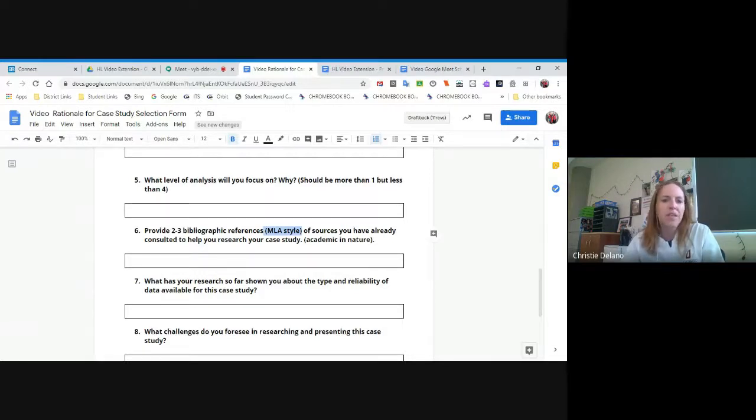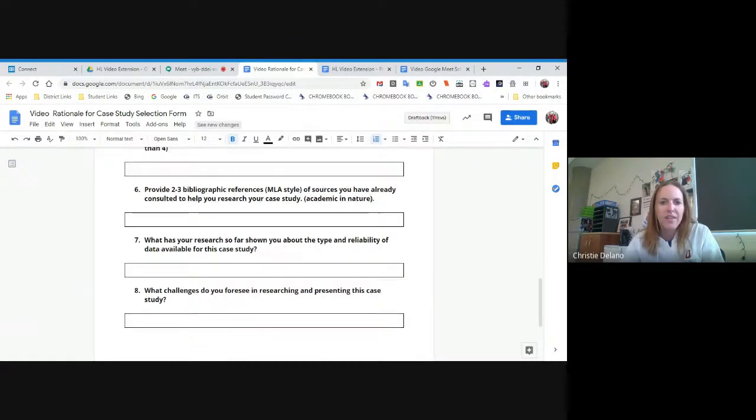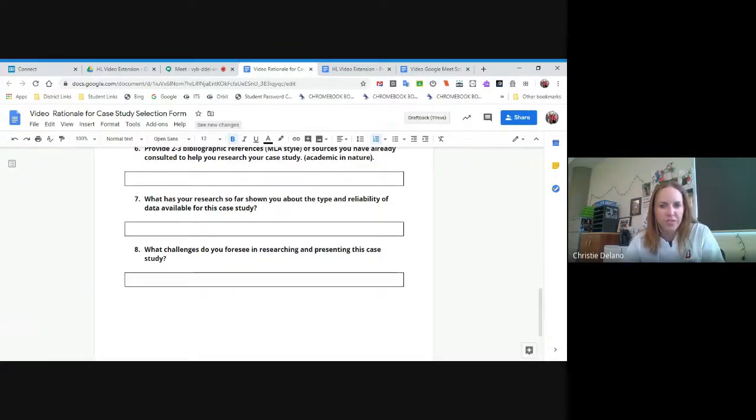There are apps that you can download onto your Google toolbar. I specifically like EasyBib, and you just plug the material into it and it pops out the reference for you, and you can just copy and paste it. And that is a free download in the Chrome Web Store. So 2 to 3 bibliography references, and then a brief description of what you've done so far and what challenges you foresee. Okay, so this is where week 1 ends, right?